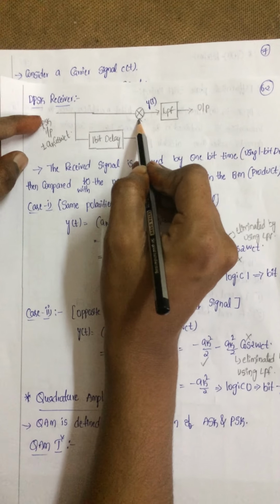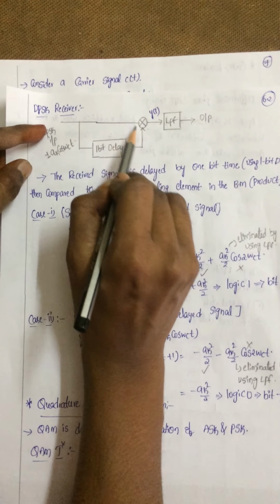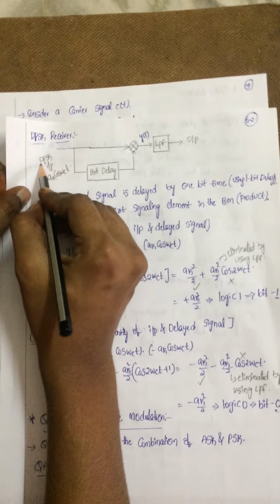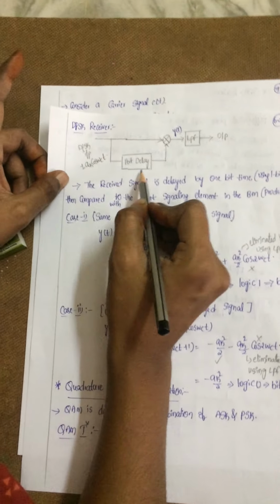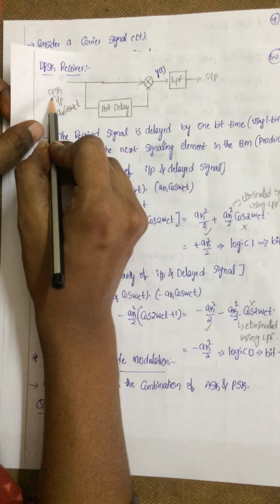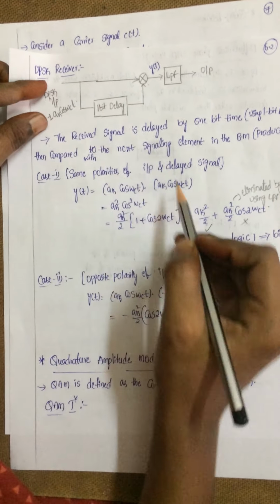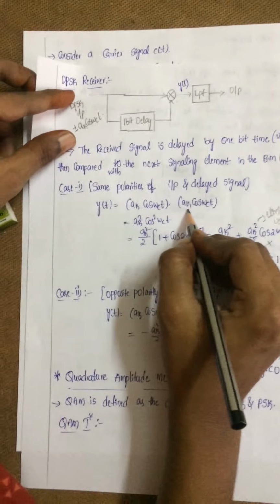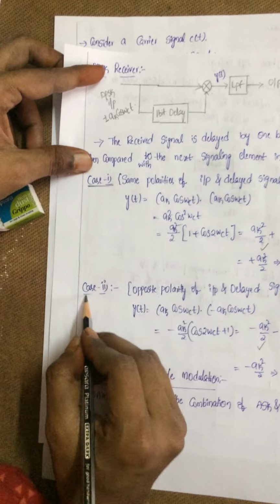Next, we are keeping a multiplier. To this multiplier there are two inputs. One is the DPSK input, whatever we have transmitted. The second one is that same value with some delay. Now we'll see. Let me take the DPSK input we have given as AK cos omega CT. There are two chances, case 1 and case 2.